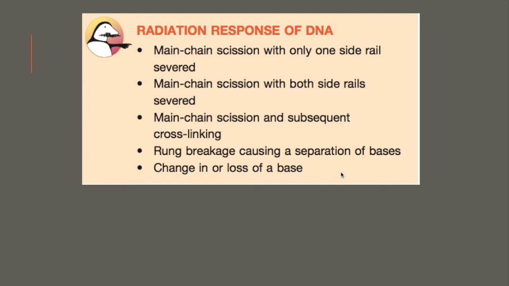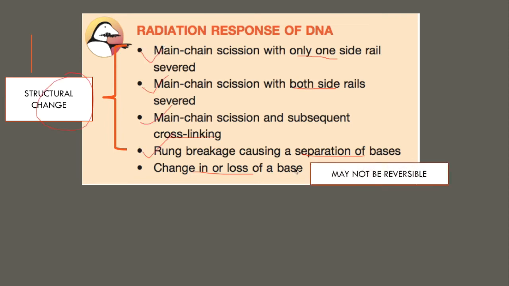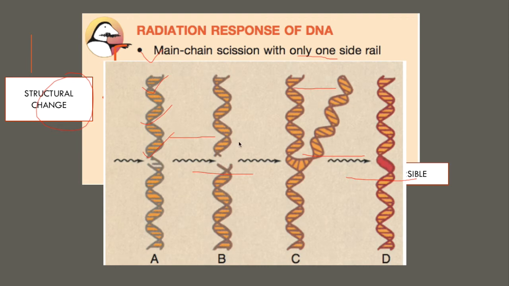So here are the 5 responses of DNA to radiation. Now, the first 4 radiation responses will result to structural change. And the last response, which is the change in or loss of a base, may result to an irreversible damage. So here is a diagram which illustrates the types of damages that can occur in DNA. A here represents one side rail severed, B represents both side rails severed, C is for cross-linking, and D is for wrong breakage.